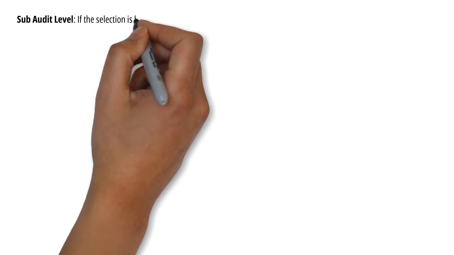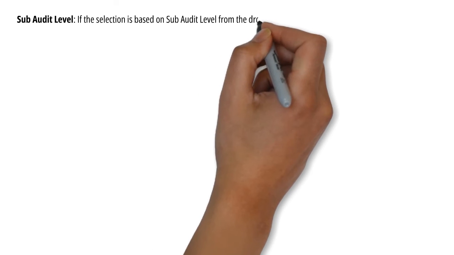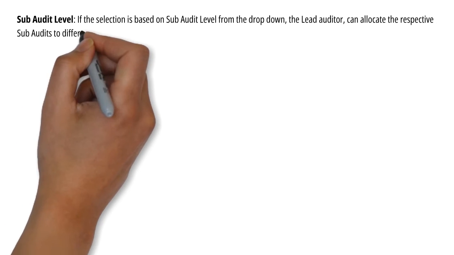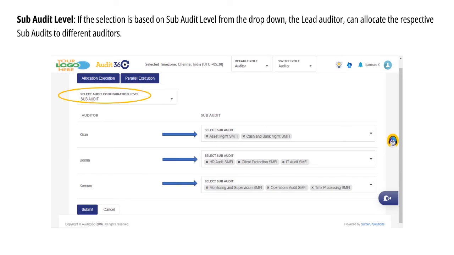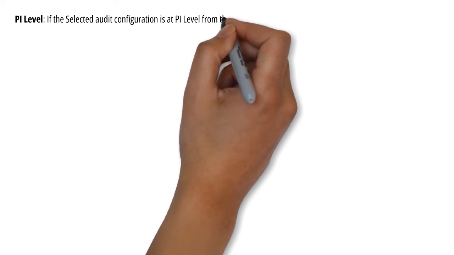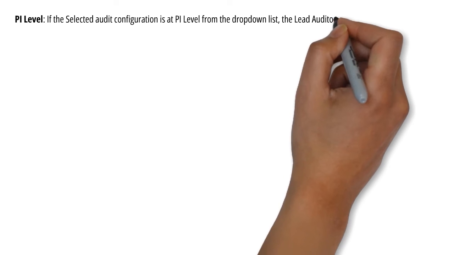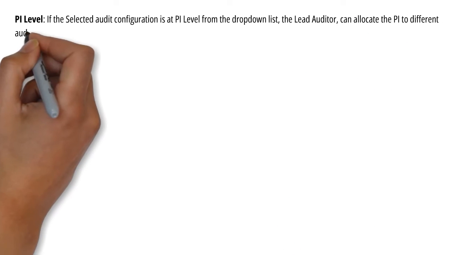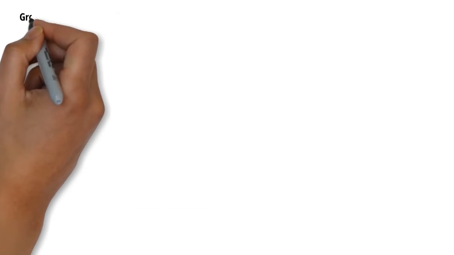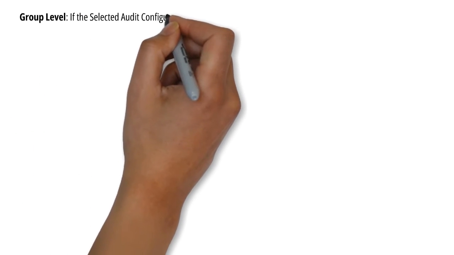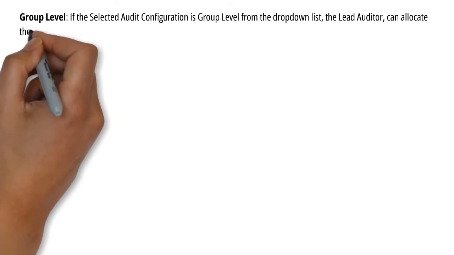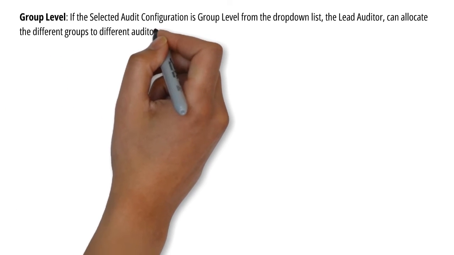Sub-audit level. If the selection is based on sub-audit level from the drop-down, the lead auditor can allocate the respective sub-audits to different auditors. PI level. If the selected audit configuration is at PI level from the drop-down list, the lead auditor can allocate the PI to different auditors from different sub-audits. Group level. If the selected audit configuration is group level from the drop-down list, the lead auditor can allocate the different groups to different auditors.